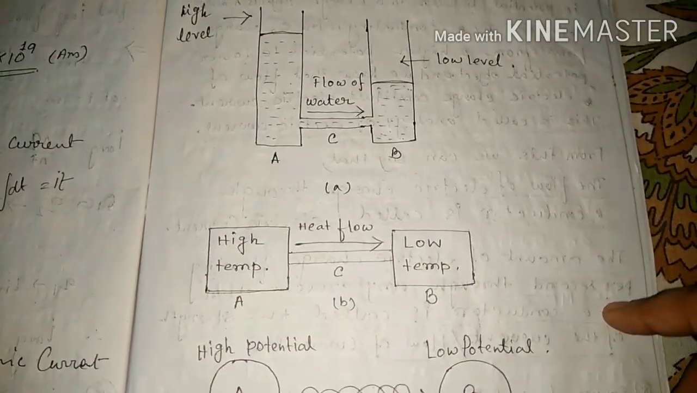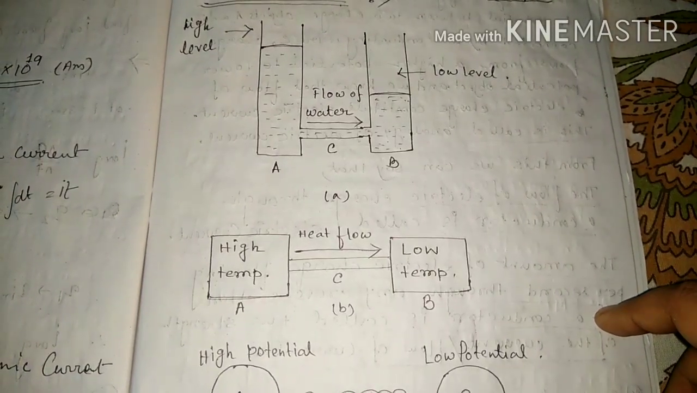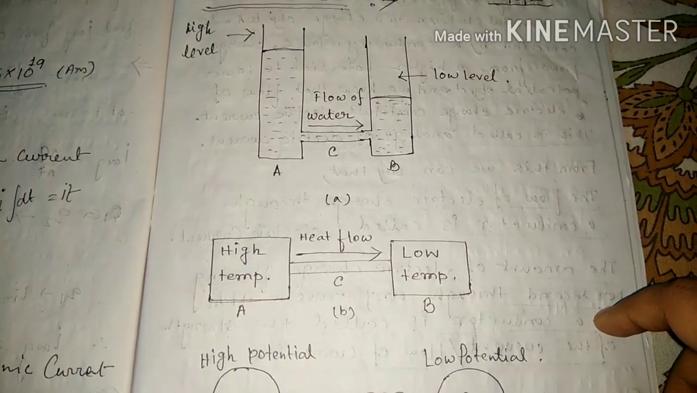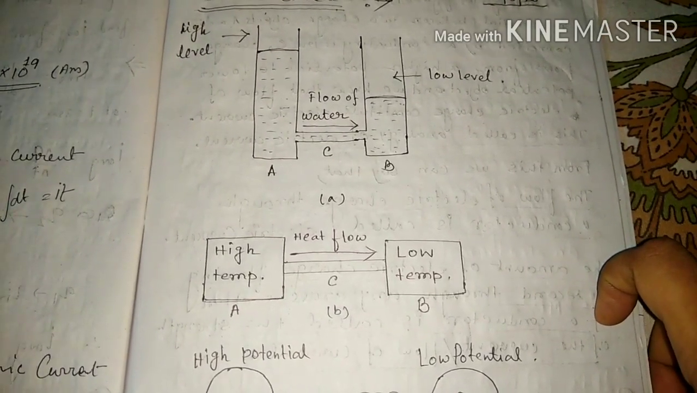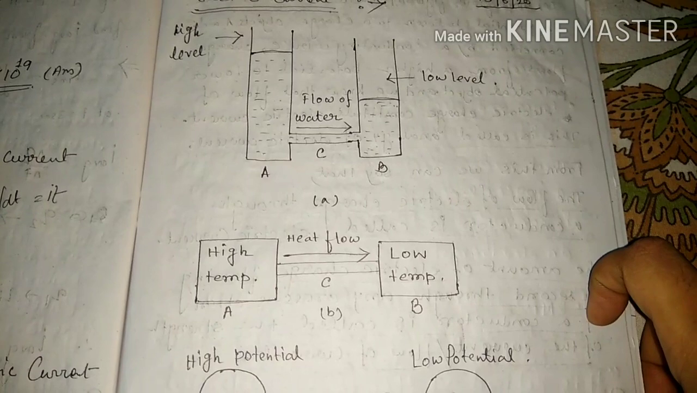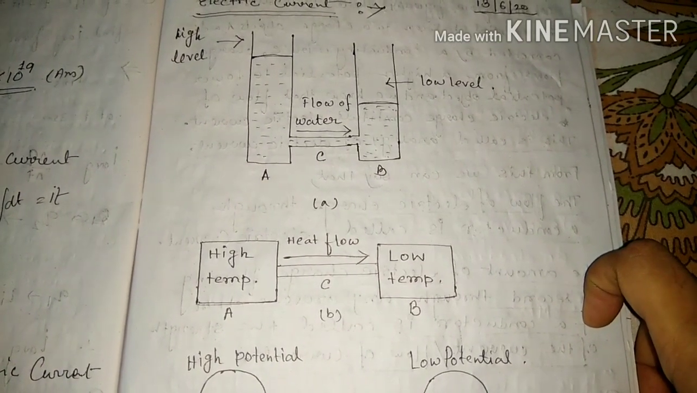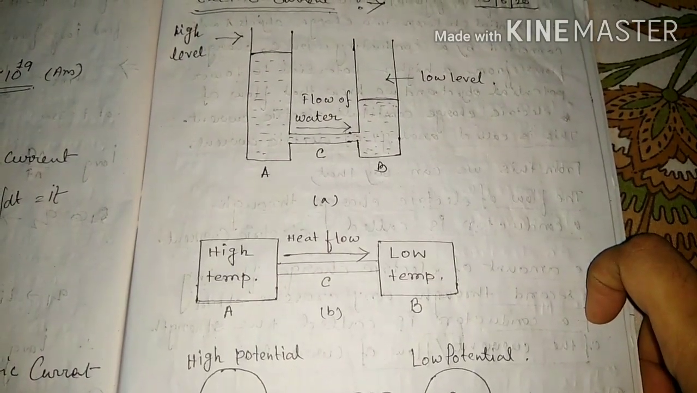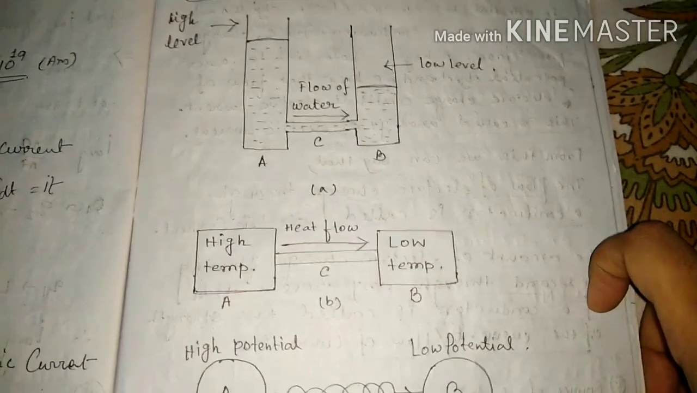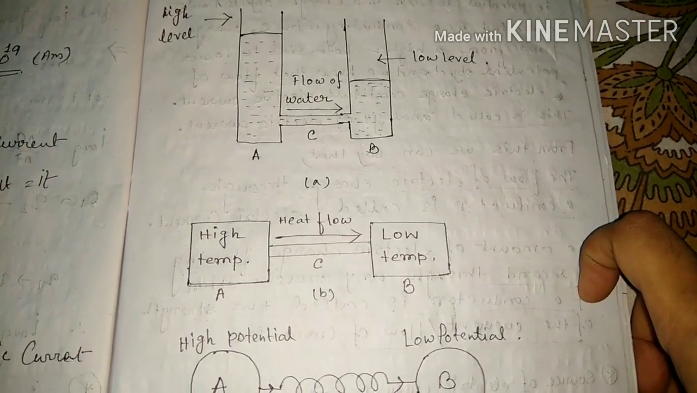Next, in this figure, you see that two objects A and B are connected by a thermal conductor C, and A has high temperature and B has low temperature. So there is a temperature difference between the two objects, and due to that temperature difference, heat will flow from a higher temperature object to a lower temperature object.